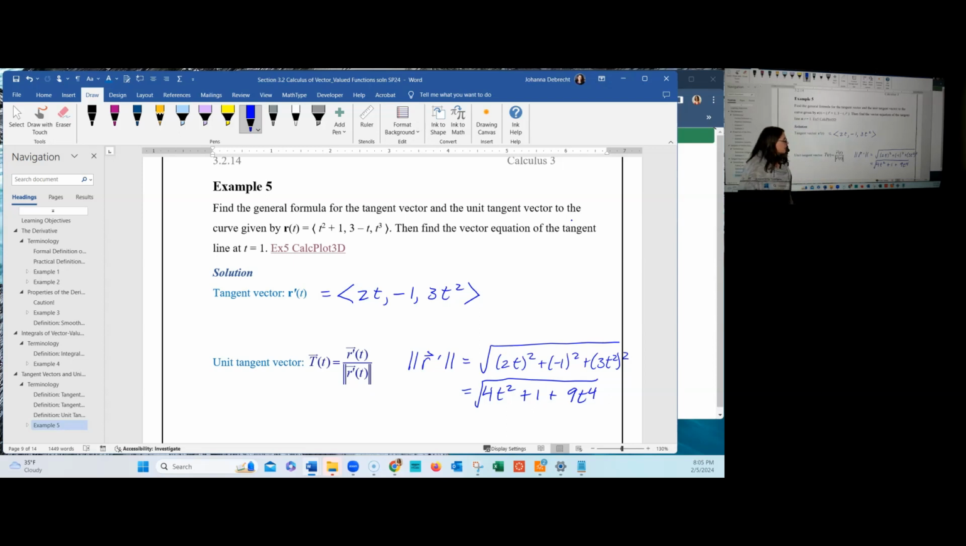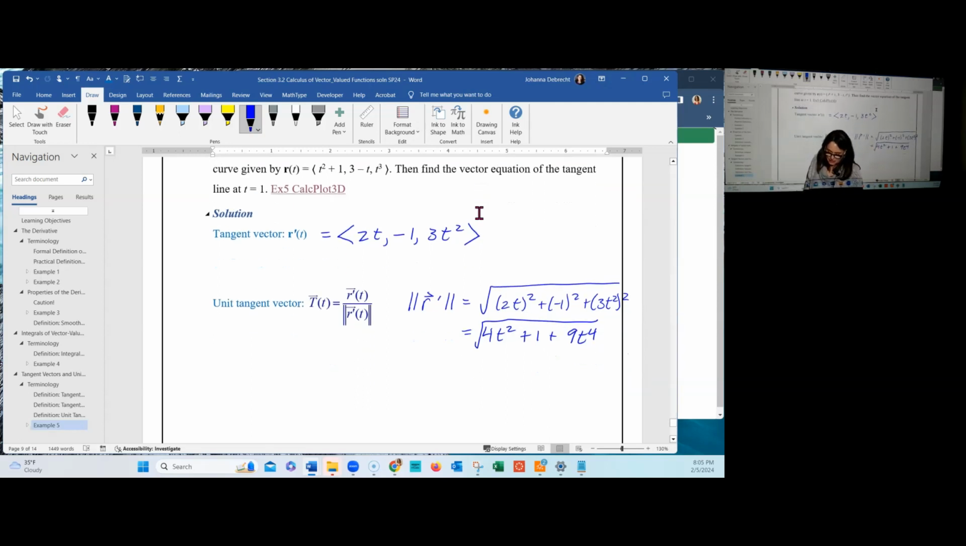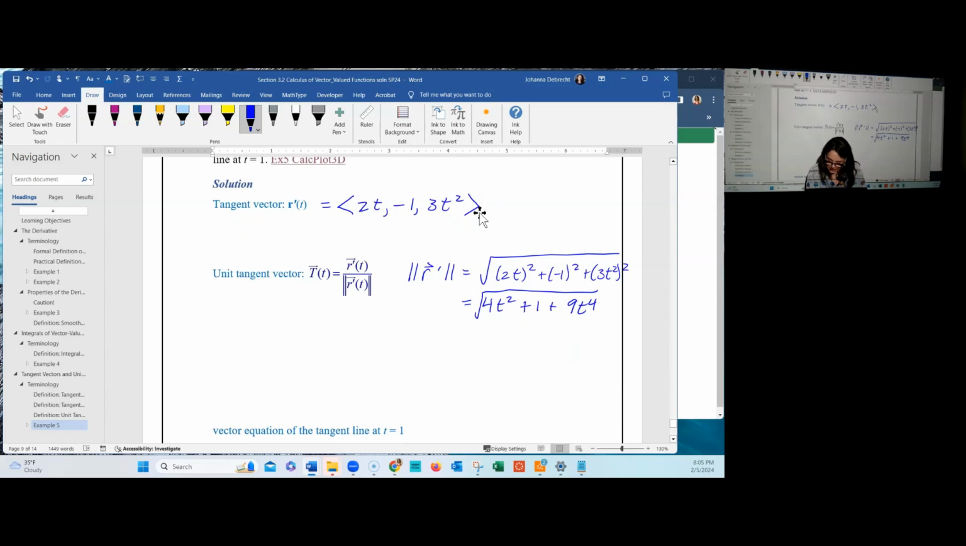So how do I turn this tangent vector into a unit tangent vector? Well, you just take each one of these components and divide by that magnitude. And that will get you the unit tangent vector. I didn't say it would be pretty. I just said it was possible. For the unit tangent vector, we use an uppercase letter T. That does not represent the tangent vector. It represents the unit tangent vector.